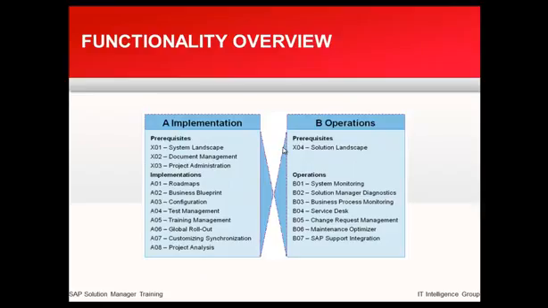Okay, then let's look at it from the functionality overview. From the functionality perspective, you can see that we have these different categories, like the prerequisite for the implementation. The prerequisite for implementation is that you need to have a defined system landscape, you need to have documentation management, and you should be able to manage your projects well. Then at the implementation phase you have roadmaps.